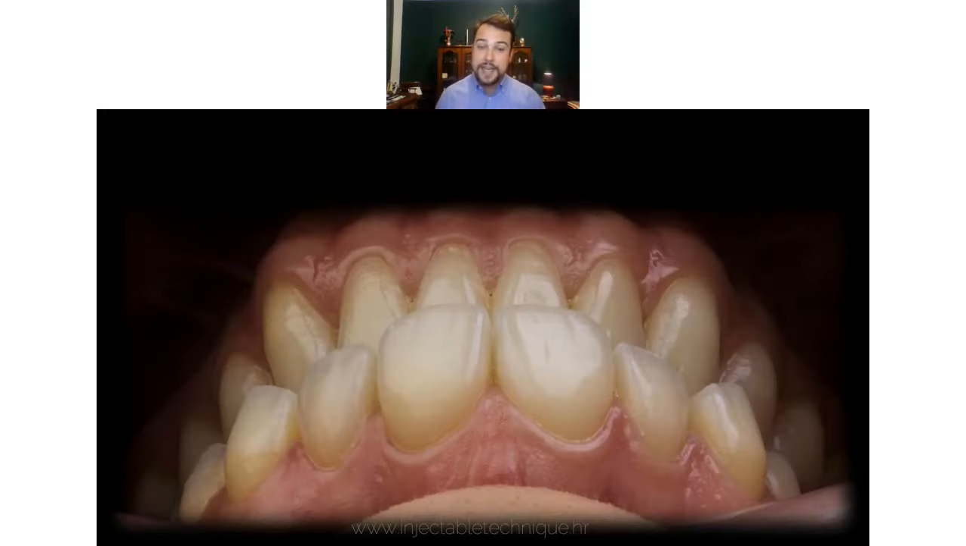And here you can see how nicely we can integrate and copy natural morphology with the injectable technique, because this was done in the lab. The whole planning and whole design was done in the lab, not by myself directly in the patient's mouth. Because if I was doing freehand bonding here, most probably I would not be able to achieve this great morphology.